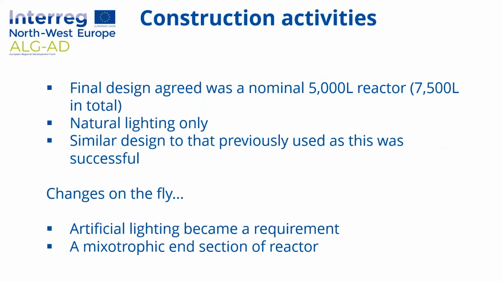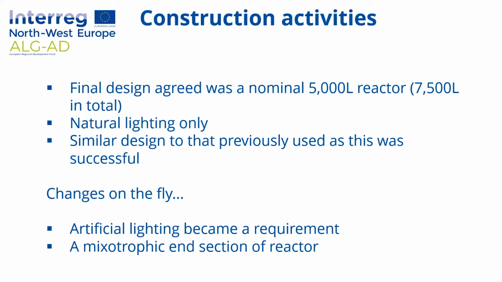So essentially, in terms of the construction activities, the final design was agreed and was what you just saw in the P&ID, and we produced a nominal 5,000 litre reactor with a maximum of 7,500 litres in total. And the difference in those 2,500 litres is the system was designed essentially to half fill the tank, but if we fill the tank right the way to the top, we'd have a total production volume in there of around about 7,500 litres. We had natural lighting only. That was the plan at the start.